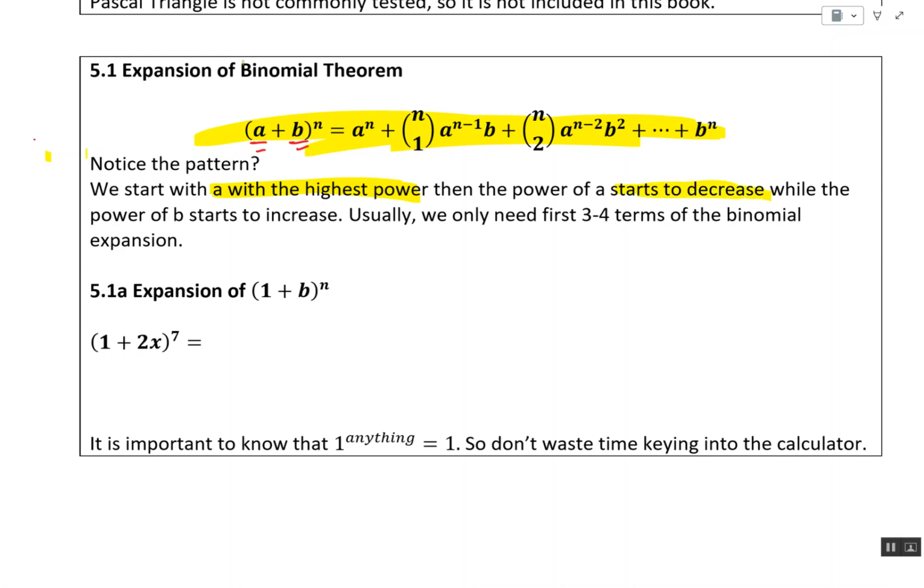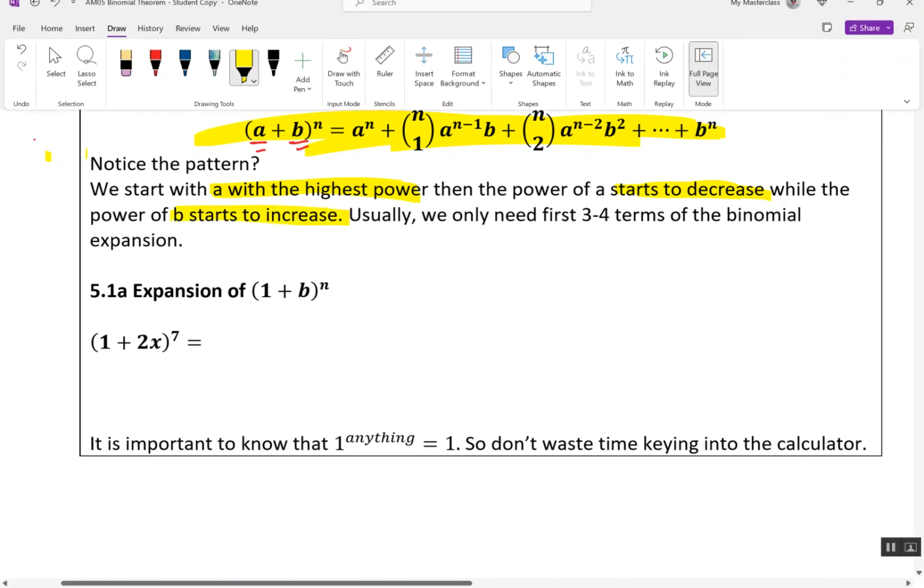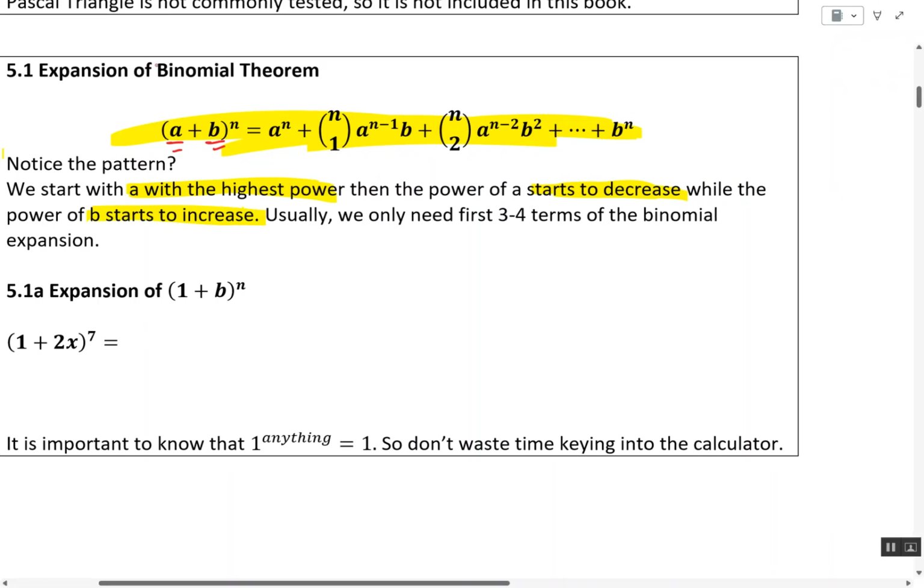So the first term is n, the second term is n minus 1, the third term is n minus 2, and so forth. Same thing for my B. My B starts to increase. What does it start from? You all can add this in at the side: power of B starts from 0. So one starts from the highest number, the other starts from 0.